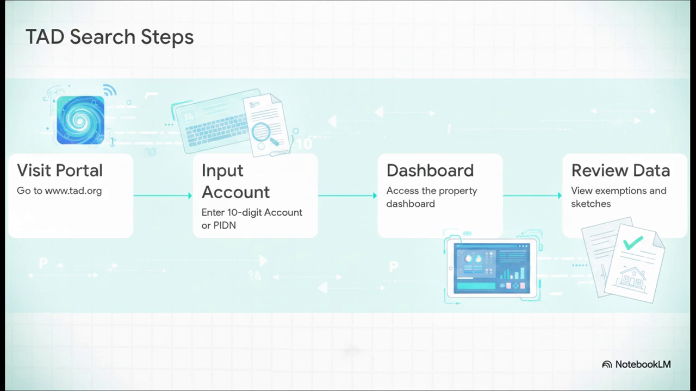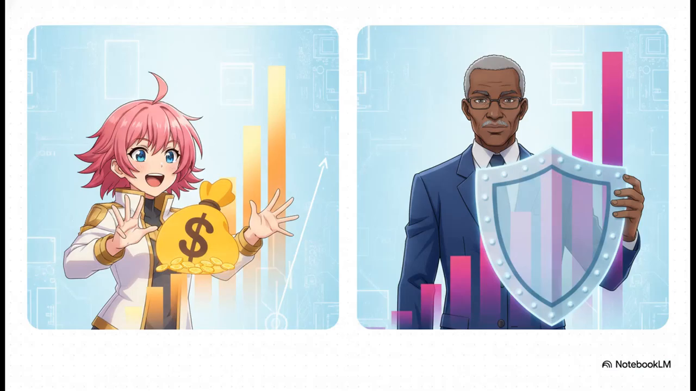Then for Step 3, you access that dashboard. And Step 4, start reviewing the data. We're talking everything from active tax exemptions to actual architectural improvement sketches of the structures on the land. Now, the absolutely crucial part is knowing how to interpret the numbers you're seeing on that dashboard.